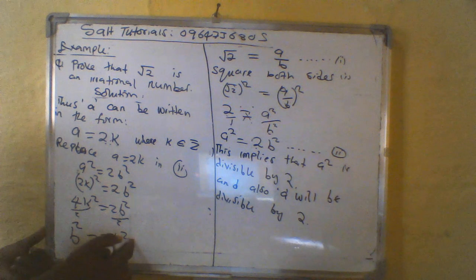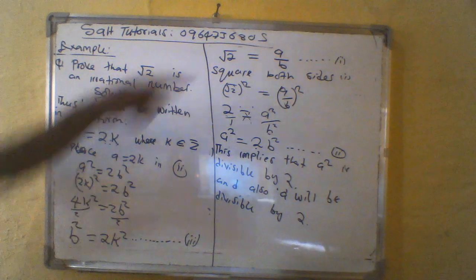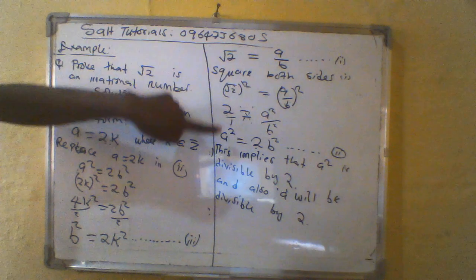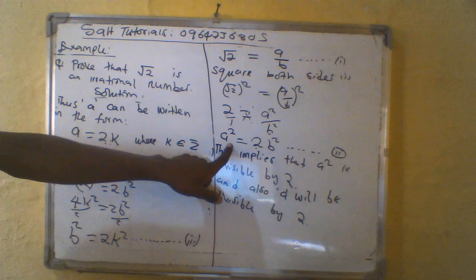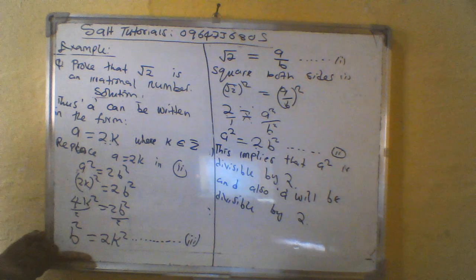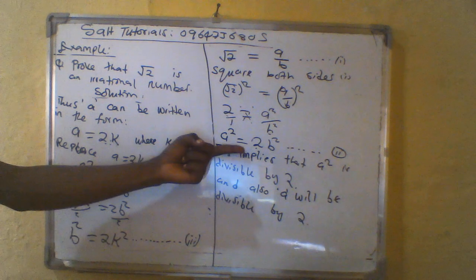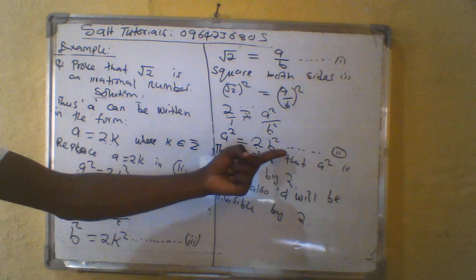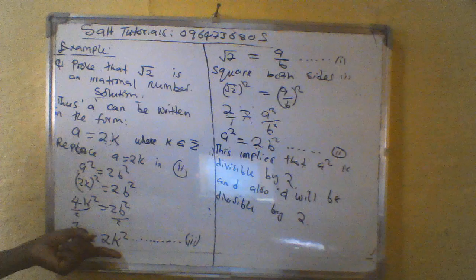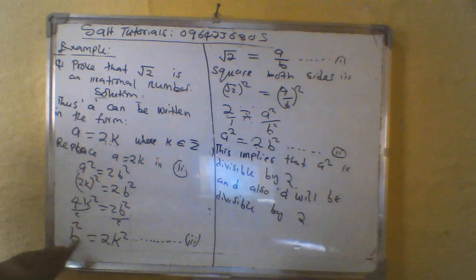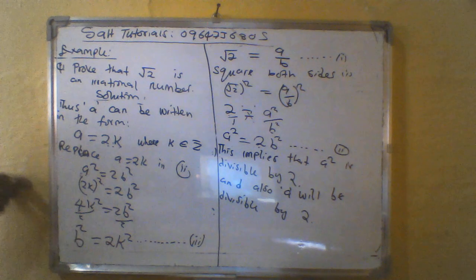I can call this my third equation. Remember, my first equation was in the rational expression. My second equation was when I made a squared the subject, after replacing a in equation 2. I now form my third equation by making b squared the subject. Just like in the first case, we said a squared is equal to 2b squared. This implies that a squared is divisible by 2. Now I have b squared equal to 2k squared. What can I conclude? Even b squared is also divisible by what? By 2.